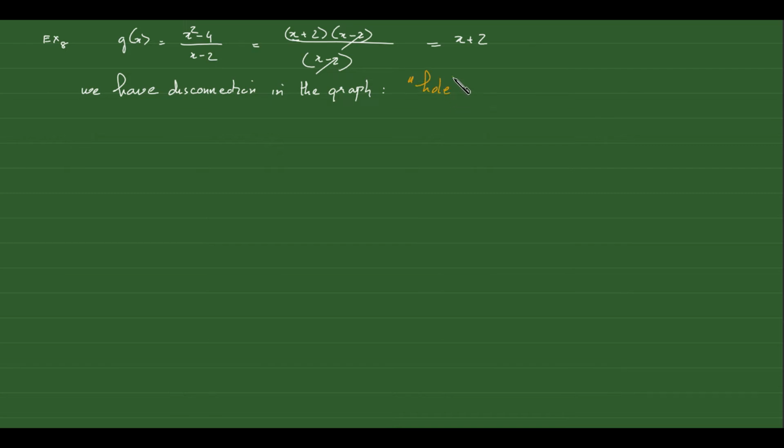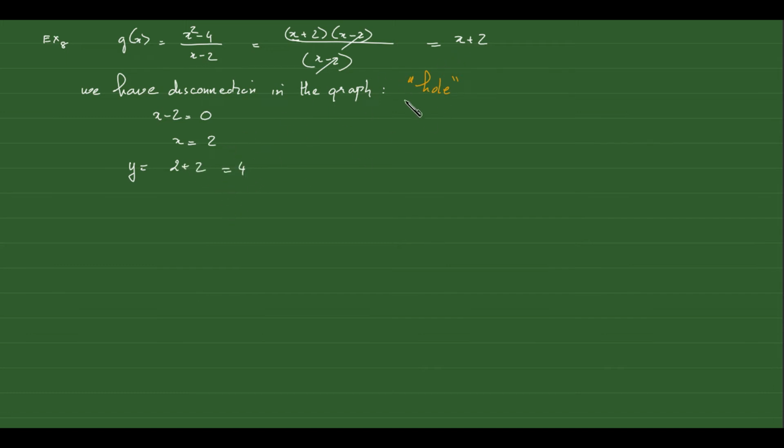Alright, and we can find the coordinate for that hole. So how are we going to find this? Because we cancel x minus 2, right? So if we go ahead and set it equal to 0, so you have x equal 2. Then we're going to plug it into the function after we cancel. So plug it over here, so we have y equal 2 plus 2, plug 2 over here, give you 4.